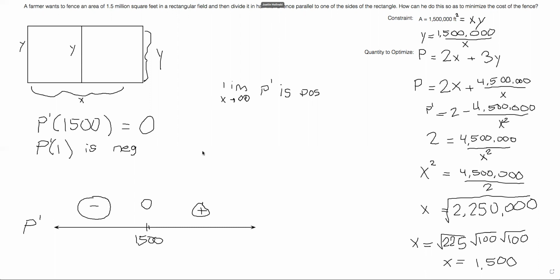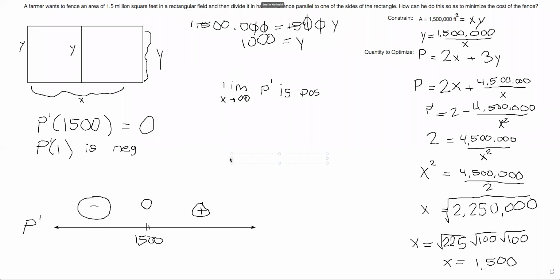So now we just have to find one more bit of information. We have x, we want to find y. So we can take this area equation. We have 1.5 million equal to xy, x times y, and we already know that x is equal to 1500. So now we're going to divide everything by 1500. So if we divide by 100, we get 15,000. If we divide by 15 on both sides, we get 1,000. So we get 1,000 equals y.